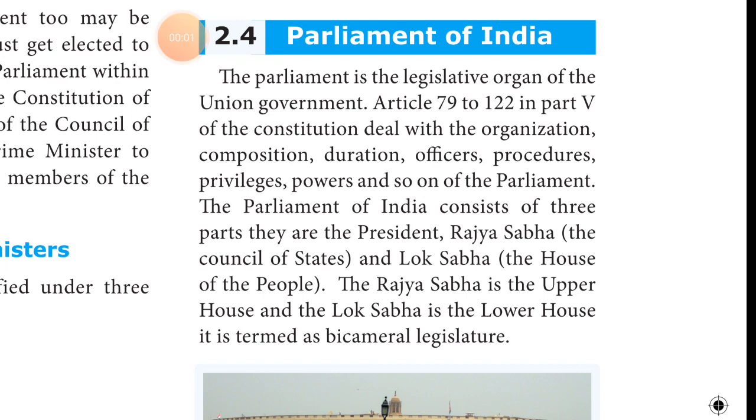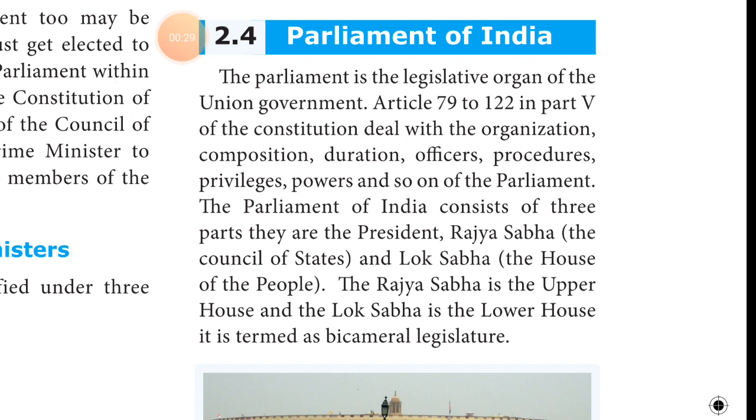The Parliament of India. Parliament is the legislative organ of the Union government. Indian Constitution Articles 79 to 122, Part 5, deals with the organization, composition, duration, officers, procedures, privileges, and powers of the Parliament. Everything is explained about the Parliament.